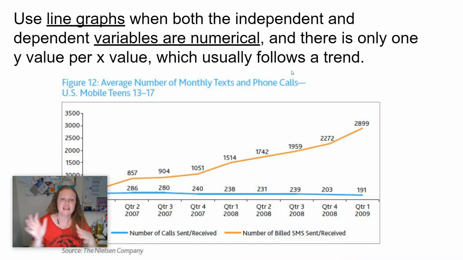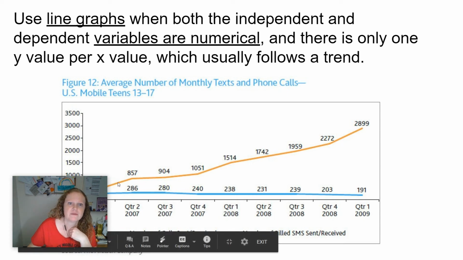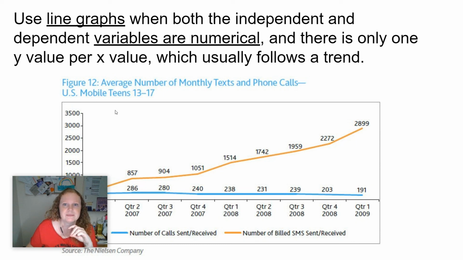And line graphs. Here's the thing about line graphs. You need two numbers. You need numbers on the x-axis and numbers on the y-axis to be able to create a line graph. Otherwise, it doesn't even work. Both the independent and dependent variables are numerical, numbers or amounts. It also works with line graphs when there's only one y value per x value. This has two different statistics on it, but for the orange line there's only one y value for every x value, and the same for the blue. And there's usually a trend when you use a line graph. If there wasn't a trend, the line would go all over the place and it wouldn't really make sense.